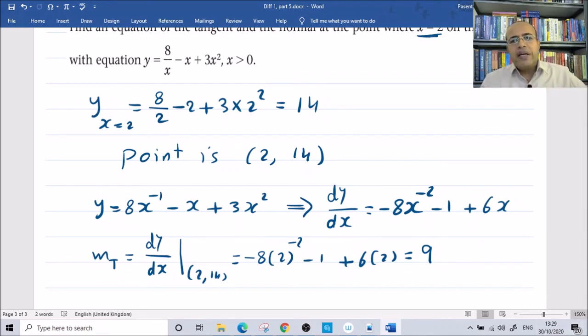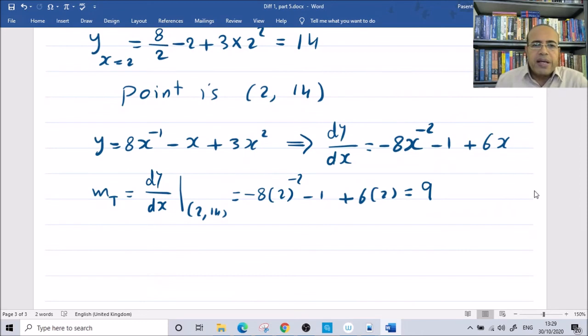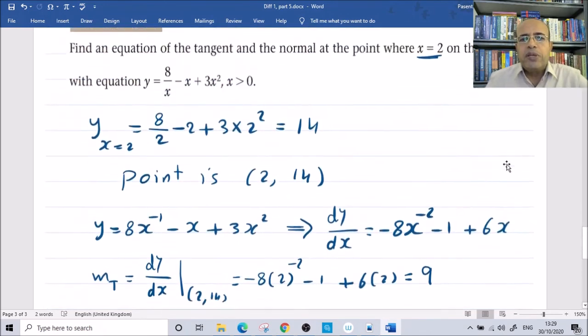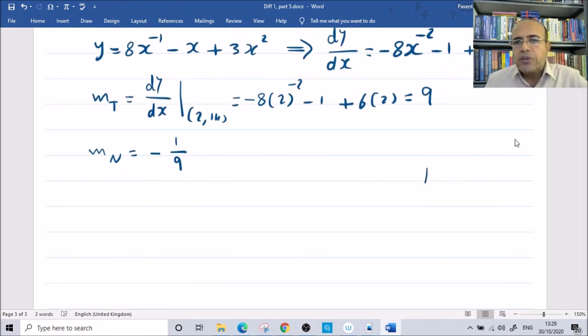So what is the gradient of normal? The gradient of normal, we flip and change the sign. 9 means 9 over 1. So the gradient of normal is negative 1 over 9. Now we can get the equation of tangent. The point, remember, is (2, 14). So the point of tangency is (2, 14).